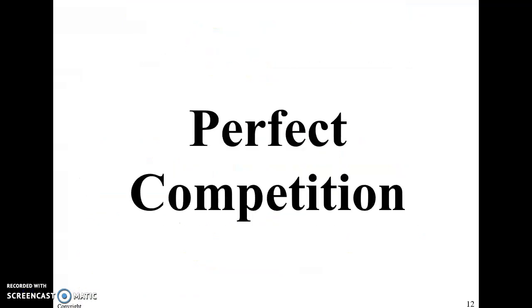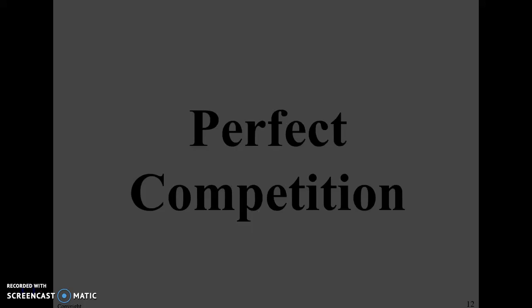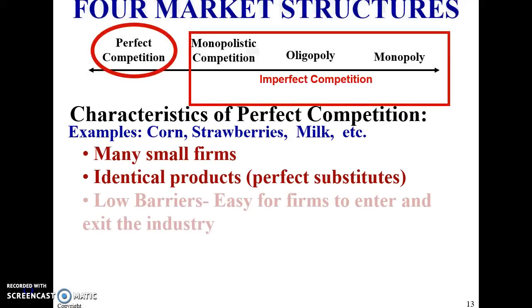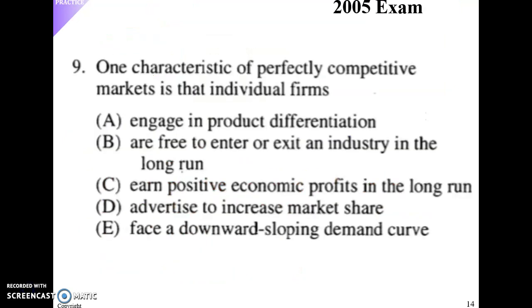And so perfect competition is the one that we're going to look at. And I'm just going to run through this. We already said this, so I don't have to say it again. All right, so one characteristic of perfectly competitive markets is that individual firms. I'll let you figure out the answer.